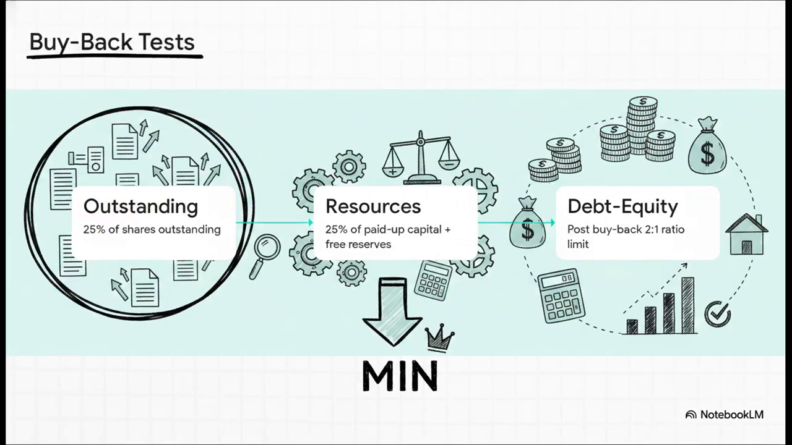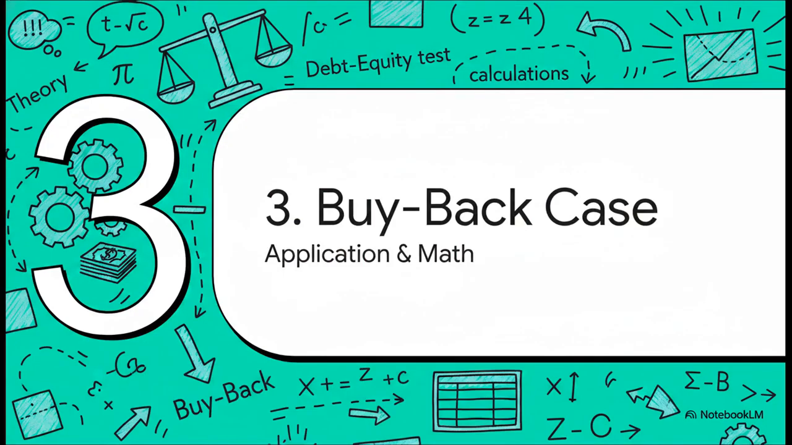So you absolutely must execute these big 3 tests in this exact order to figure out the maximum number of shares a company is legally allowed to buy back. First up, the shares outstanding test. Calculate 25% of shares outstanding. Second, the resources test. Calculate 25% of your resources, which is your paid-up capital plus free reserves. And third, test that post-buyback debt-equity ratio. The final permissible buyback limit is always going to be the least of the figures derived from these 3 tests. No exceptions.